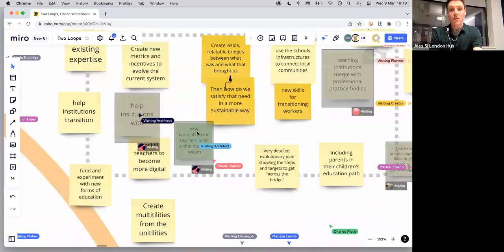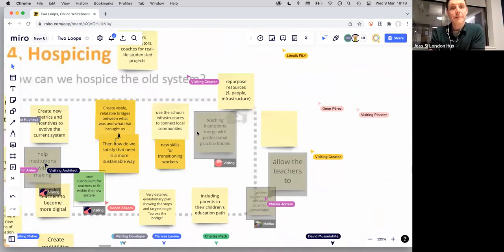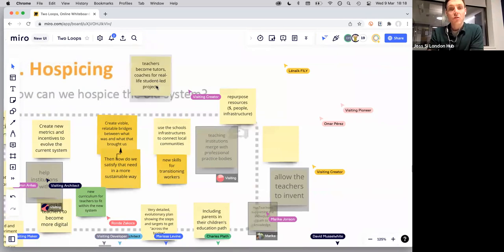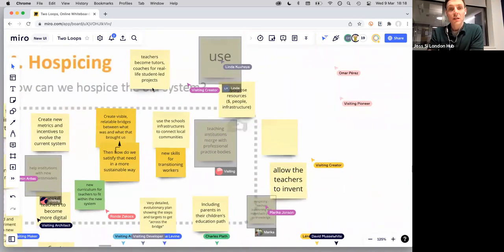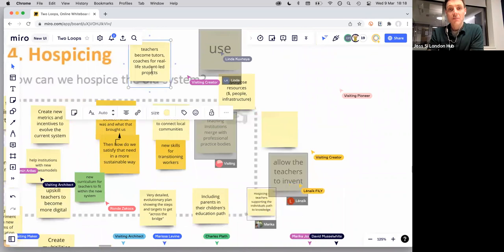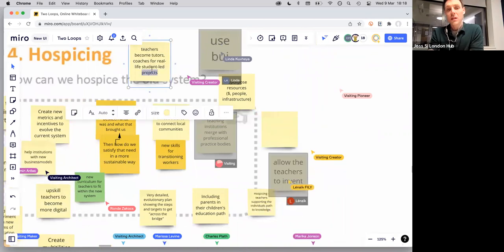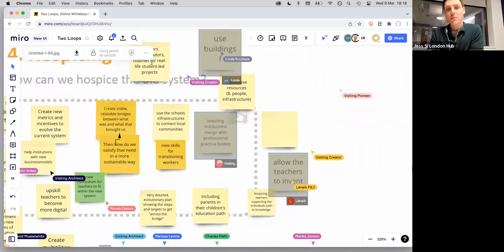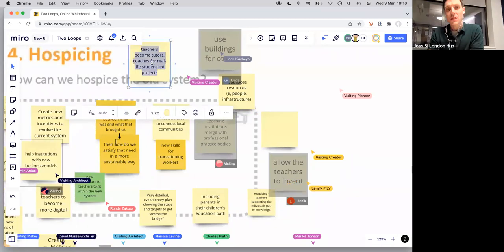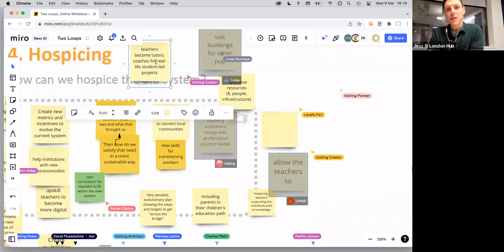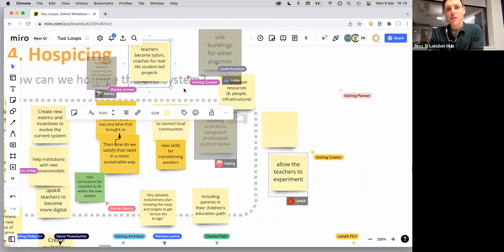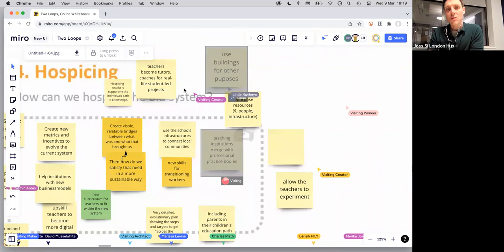Okay, let's take a little look at what we have here. Teachers become tutors, coaches for real life student projects. Yeah, I guess it's trying to say what's the role of these people in the new system? I like this one. Teachers become tutors, coaches for real life student-led projects. Yeah, they could be constructing the projects. Great.